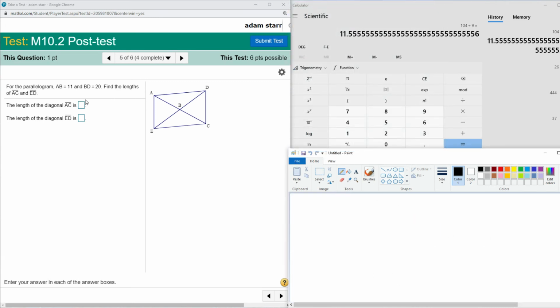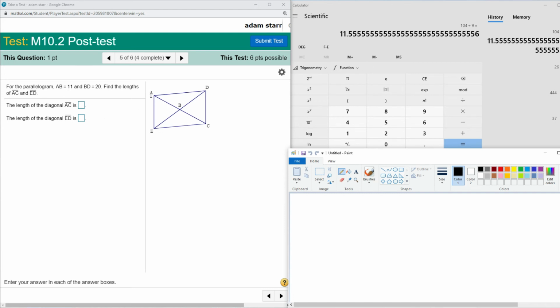Okay, for the parallelogram, we have AB equals 11, BD equals 20. Find the lengths of AC and ED. Okay, so you can use some knowledge of parallelograms. You can use some knowledge of similar triangles here. Basically, in a parallelogram, this triangle ABD is similar to the triangle EBC. Okay, those two triangles are similar. So that means if AB is 11, then BC is also 11. Okay, so if this is 11, then this is 11.